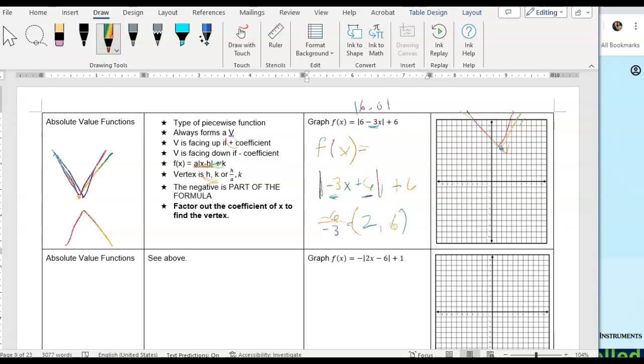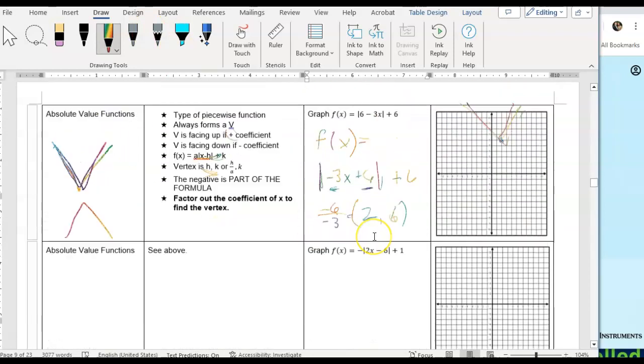Okay, the key point here is I needed to rearrange the inside of the absolute value, and then I'm looking at h divided by the coefficient gives me the x value of the vertex, and then k out here is our y value of the vertex. So let's look at this next one here.